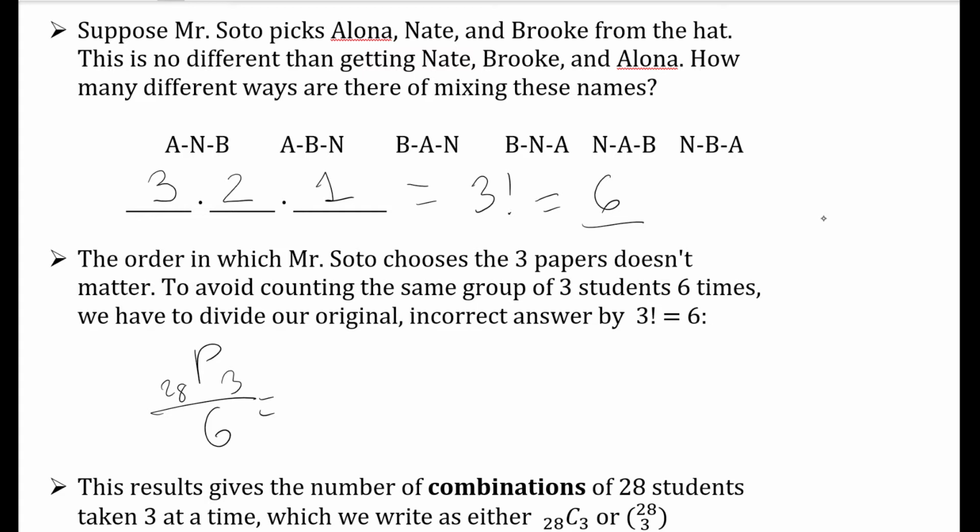In this case, well, the 28 chosen, or the 28 permutations 3 at a time, it's going to be 19,656 divided by 6. In this case, we have 3,276.